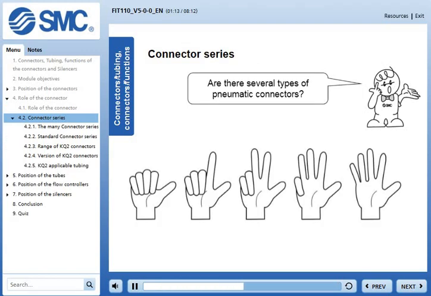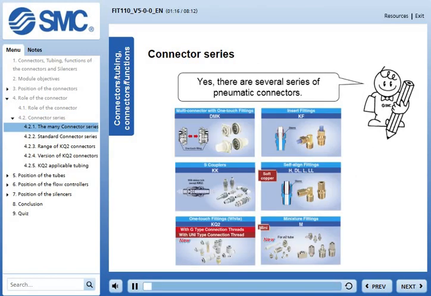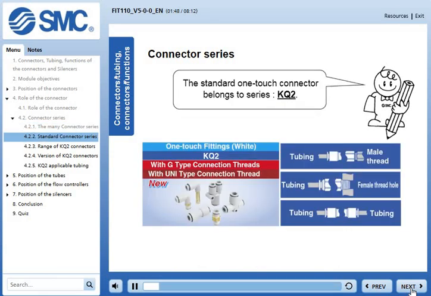Are there several types of pneumatic connectors? Yes, of course. There are several series of pneumatic connectors, but we will limit this module to the most common series, the one-touch connectors. For your information, SMC offers other styles, such as the connectors which use the barb or hose nipple principle, the ferrule connectors, also called compression connectors, connectors with an insert and sleeve, couplers, and finally multi-tube connectors. The standard one-touch connector belongs to the series KQ2.